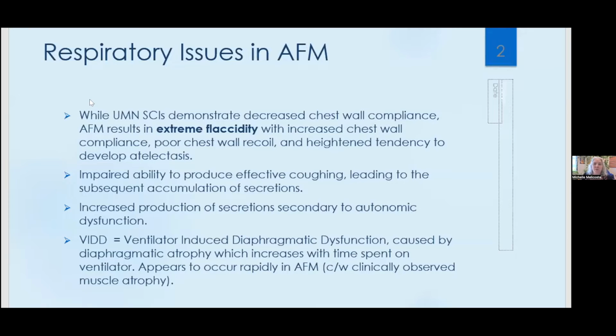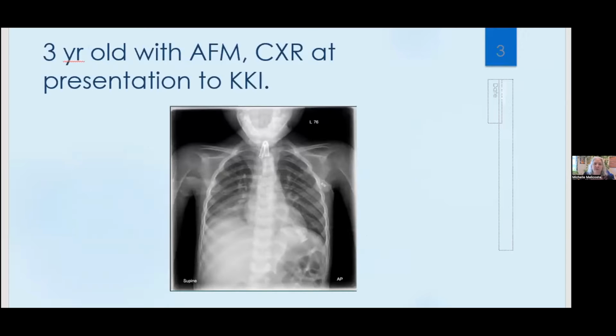In addition to all that, once they've spent a significant amount of time on a ventilator, they get atrophy and dysfunction of their diaphragm that'll just increase with time. And our observation in kids with AFM is that the degree of dysfunction that we've seen, and we're often getting them after they've spent anywhere from a month to a number of months in an intensive care setting, is beyond what we might expect when the surgeons who go in to do pacers tell us what the diaphragms look like. So that's sort of interesting.